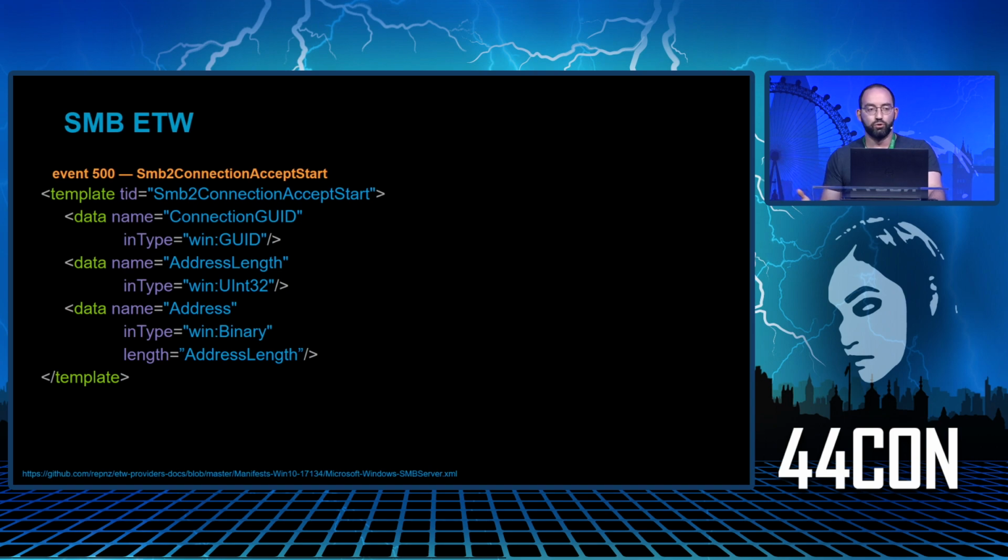With SMB, it's a bit more complicated because SMB can have multiple file operations on the same SMB connection. So we have to keep track of two events, actually. First, we have, again, a connection accept startup event, which happens when the SMB session is established between the two computers. Inside, we have the address field, which holds the data for the client IP and port.